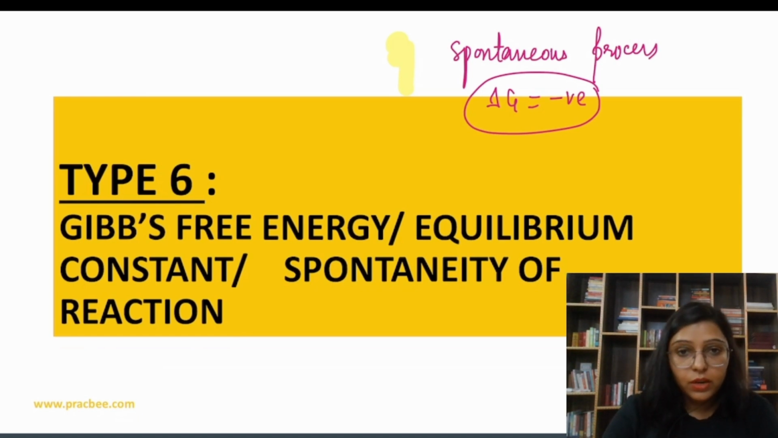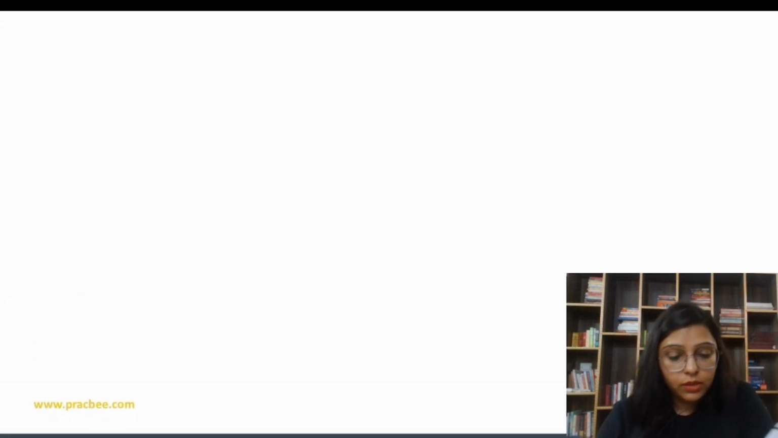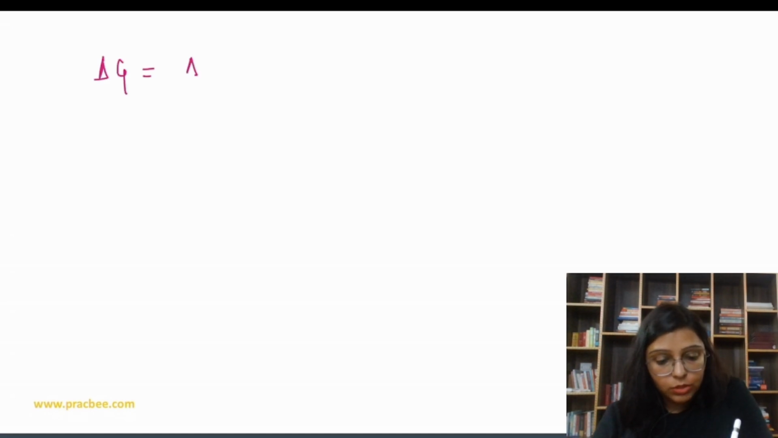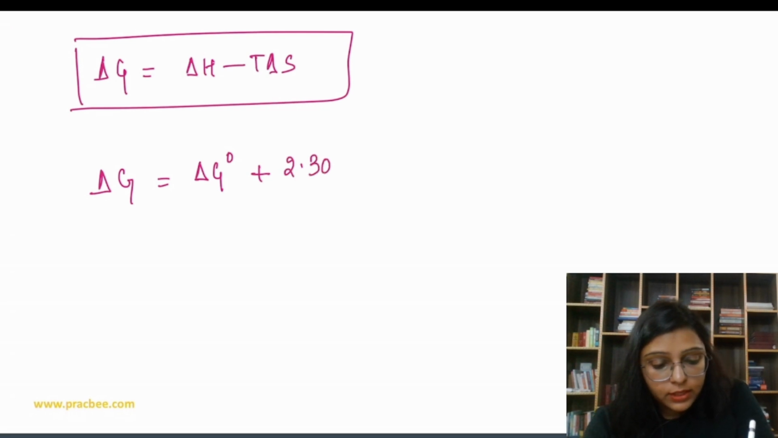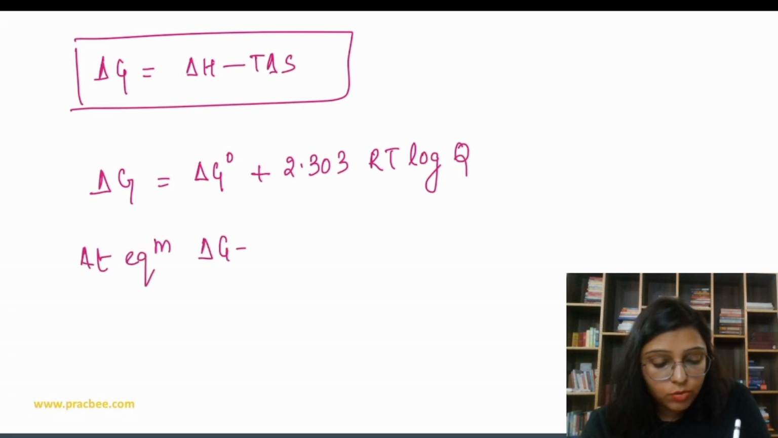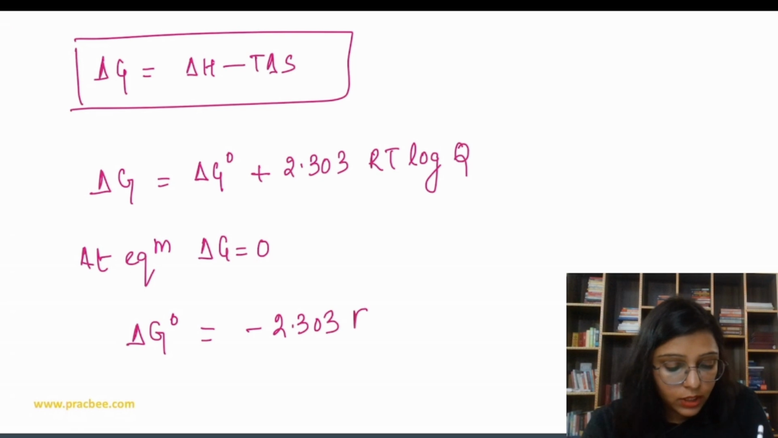Then we have certain formulas for that. Like we can relate delta G with the equilibrium constant. So we have certain formulas. Delta G is equal to delta H minus T delta S. Then we have delta G is equal to delta G naught plus 2.303 RT log Q. Okay, so at equilibrium, delta G is equal to 0. So we can write delta G naught is equal to minus 2.303 RT log K equilibrium.